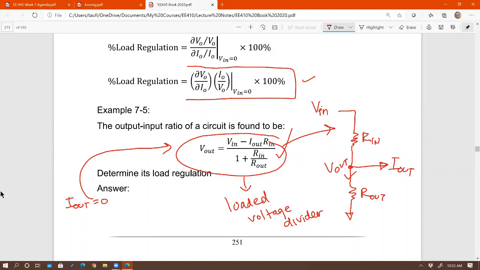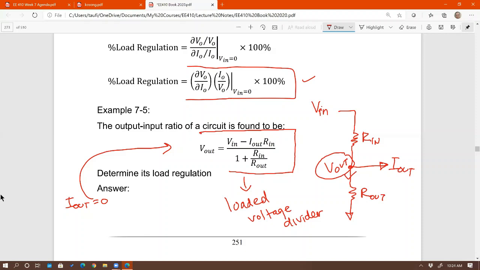But notice that once you load the voltage divider, V out is no longer just a function of V in. It is also a function of I out. You can see that from here. So now V out is a function of V in as well as I out. It becomes a more complicated equation. Any question on that one? All right, so here's the equation for V out of a loaded voltage divider with respect to V in and I out.